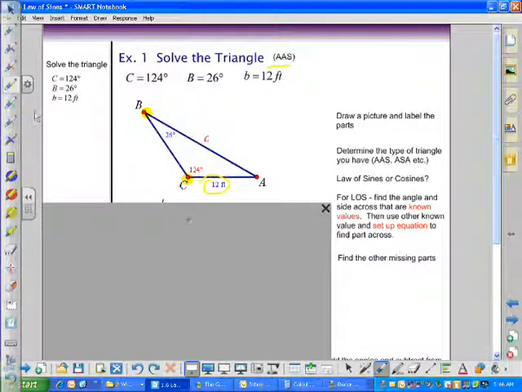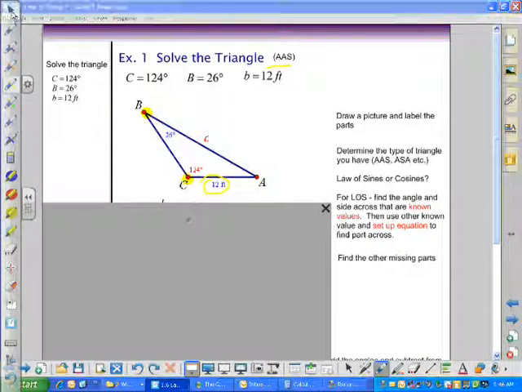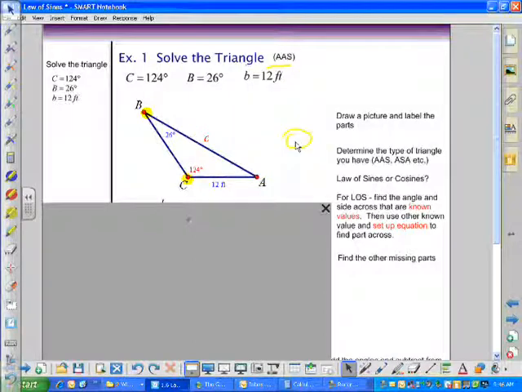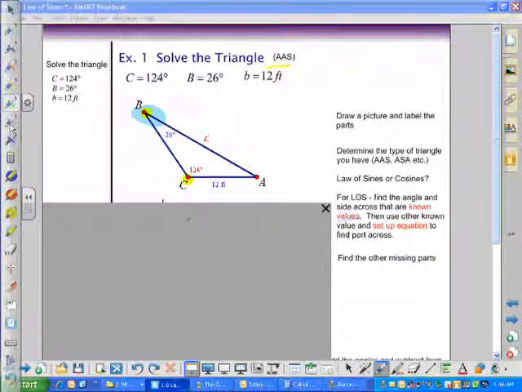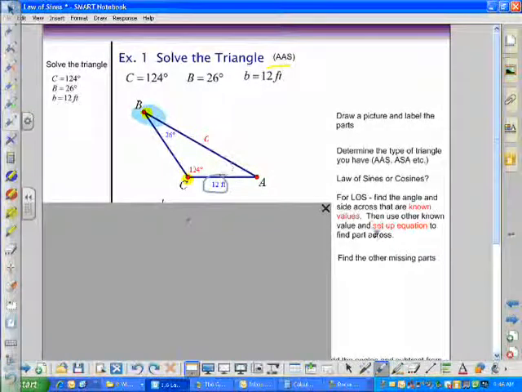Anyway, now that we know it's angle, angle, side, I'm going to use the law of sines. So we answer this question, law of sines or law of cosines: it's going to be the law of sines because it was angle, angle, side. To use the law of sines, we want to find the angle and the side across from that angle that are known values. In this case, that's angle B, which is 26 degrees, and side B, which is 12 feet. That's really important because that's a whole ratio that we know the values of.